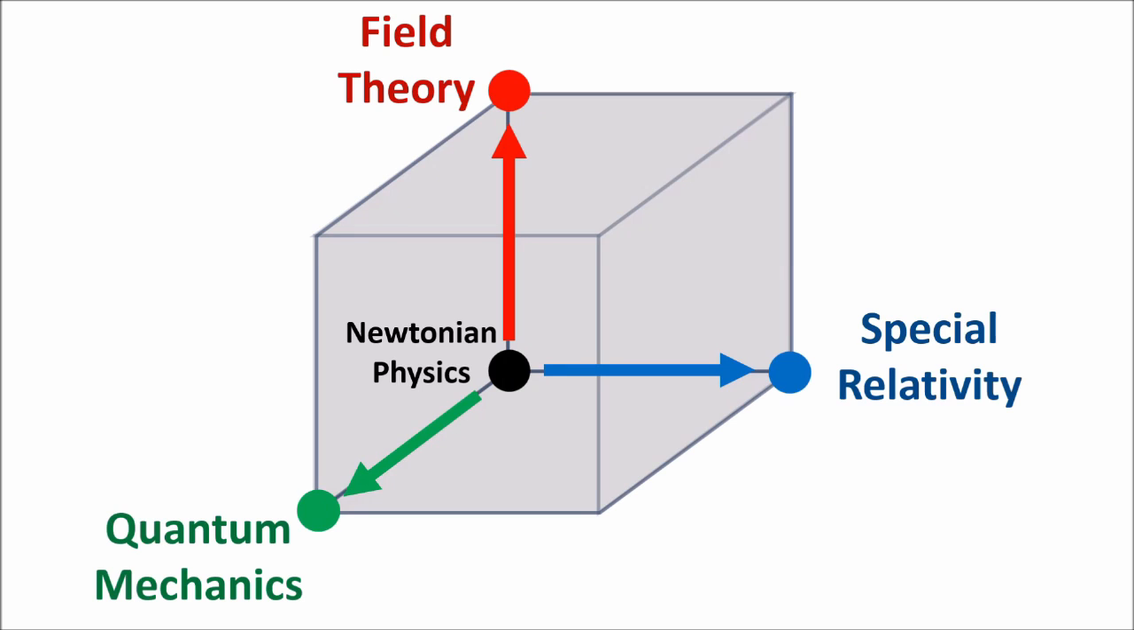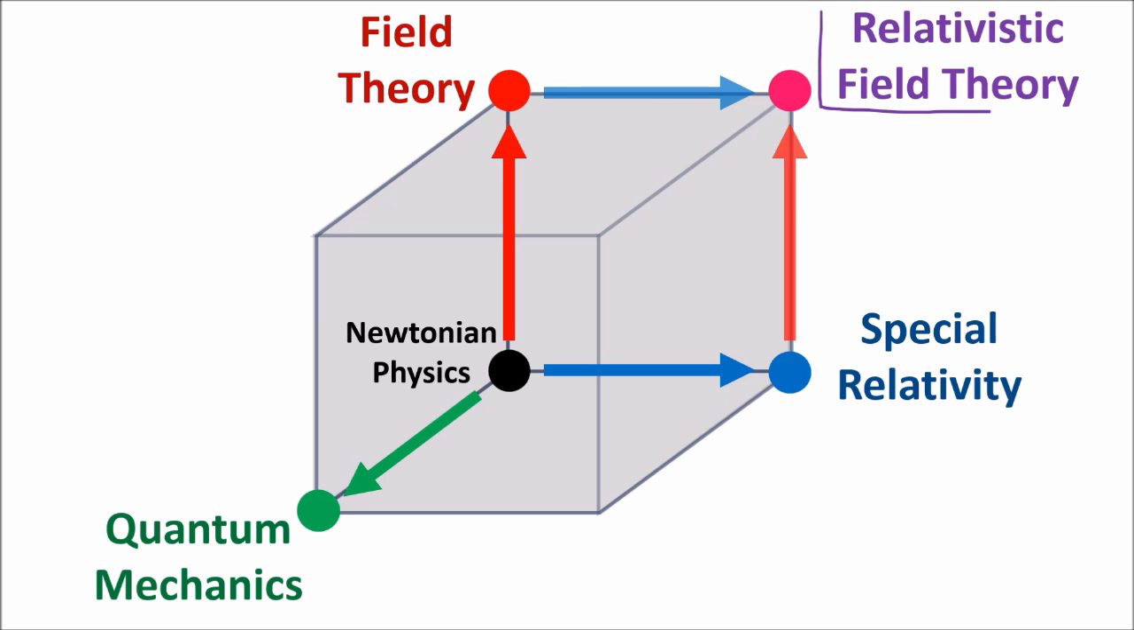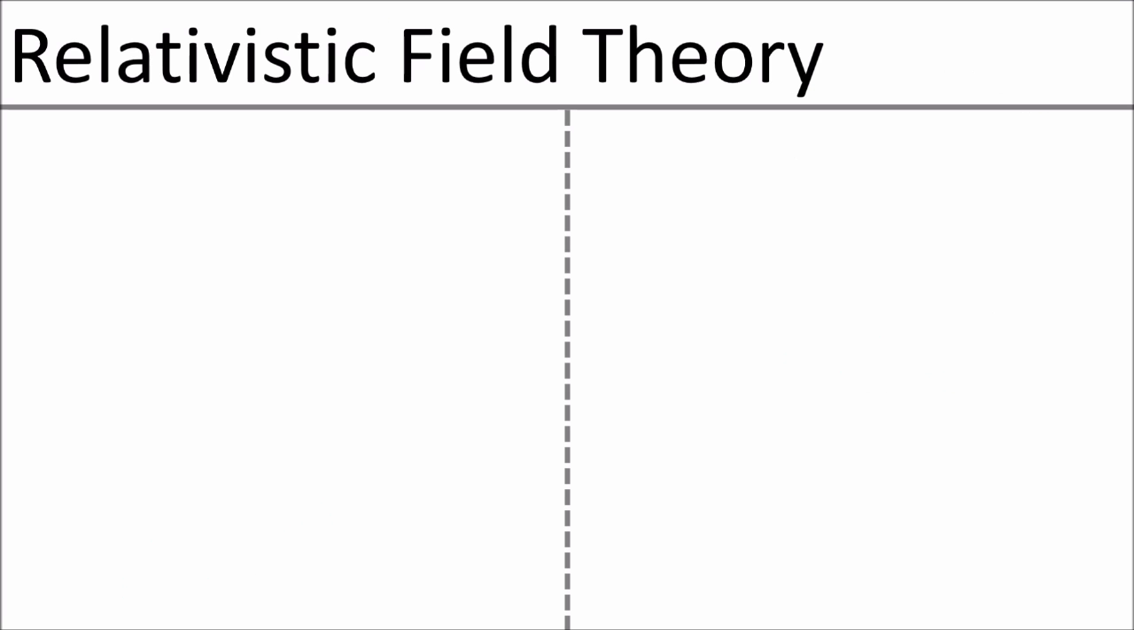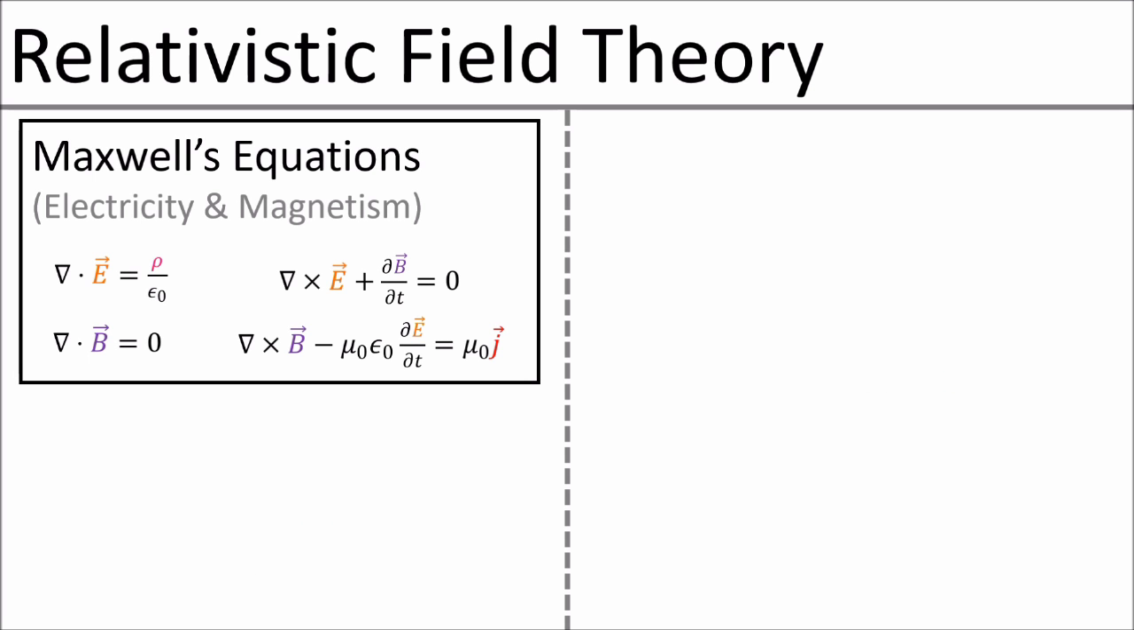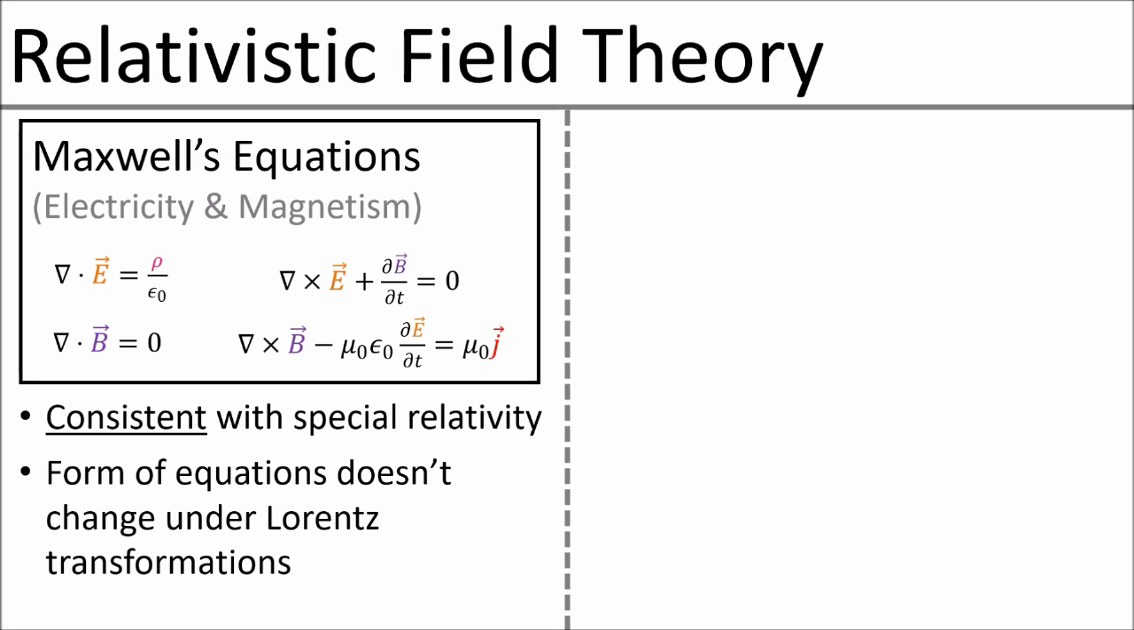So we've gone over the three areas of physics that come out of Newtonian physics: special relativity, quantum mechanics, and classical field theory. Now let's start uniting them. First, we'll look at relativistic field theory. I've already said that the Maxwell equations from electricity and magnetism are consistent with special relativity, because the form of the equations doesn't change under Lorentz transformations. So they are relativistic field theories.